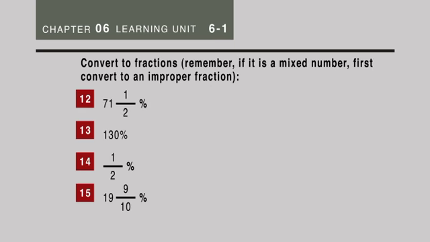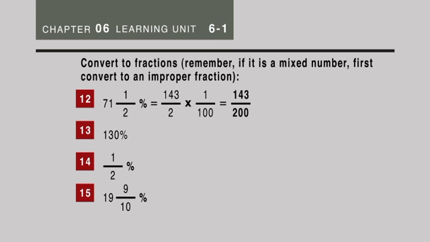Number 12, we have 71.5%. So 71.5%, we need to change that to an improper fraction first. 71 times 2 plus 1 is 143/2. Multiply that by 1/100, and we get 143/200ths. Number 13, we have 130%.